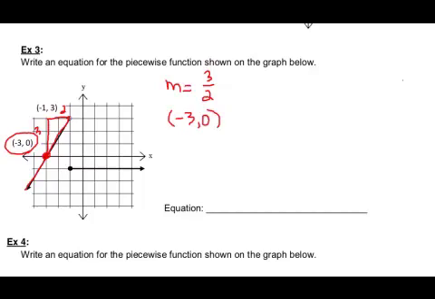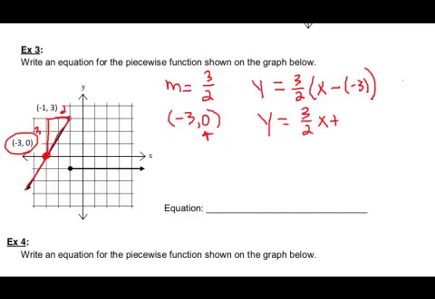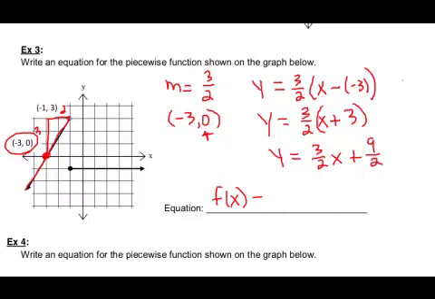And I'm going to plug into point slope form. So y minus, our y value is 0, equals m, which is 3/2, times x minus a -3. Again, I want this in slope-intercept form. So y equals 3/2 x plus 3 times 3/2, which is 9/2. So this is the equation for the first part of our graph. So f of x equals 3/2 x plus 9/2.